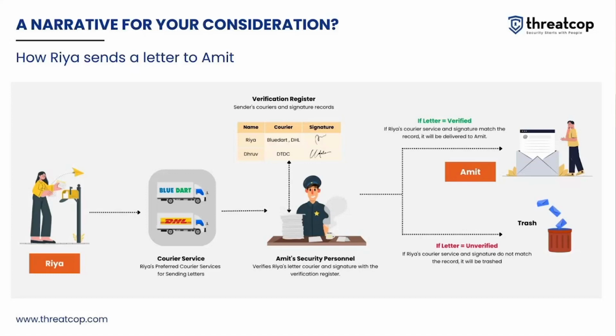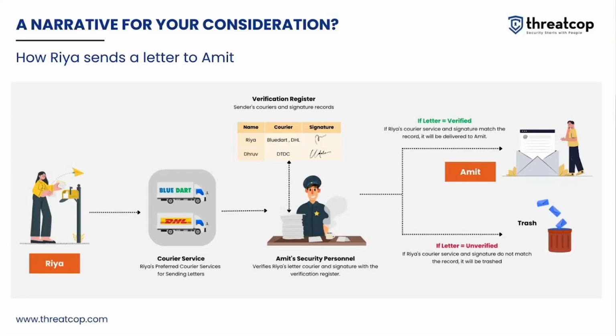In the same way here, it checks whether the signature already in the register matches Ria's signature, and whether the courier, the preferred courier, which is Blue Dart and DHL, usually used by Ria, is matched or not. Based on these two parameters, Amit's security personnel will check whether the letter is verified or not. If the signature and the courier service match the verification register and the letter sent by Ria, then the letter gets verified and Amit's security personnel will hand it over to Amit.